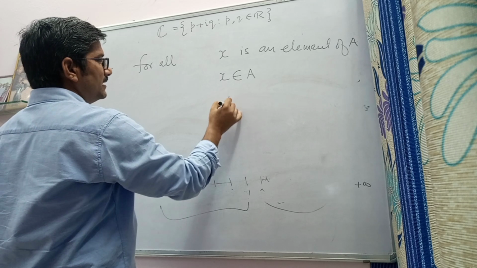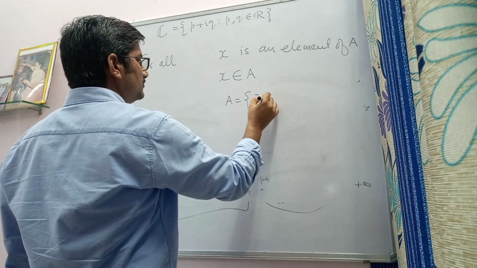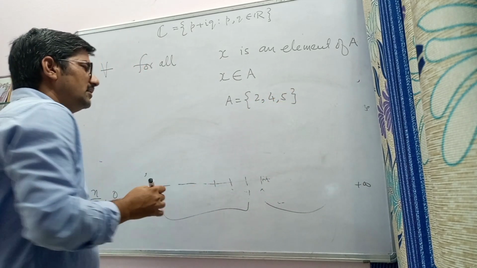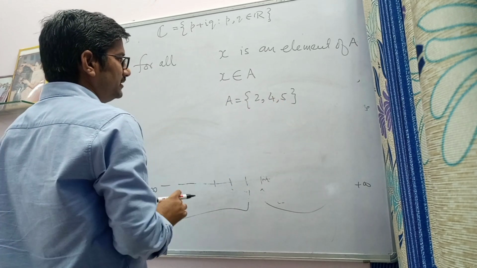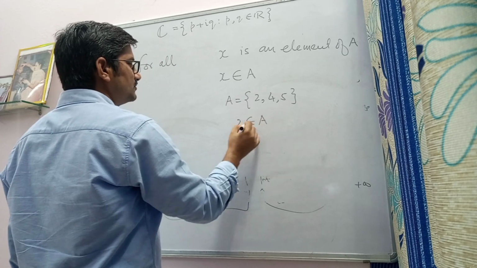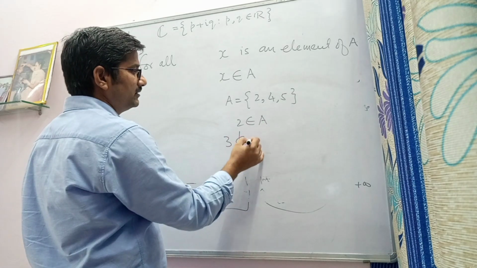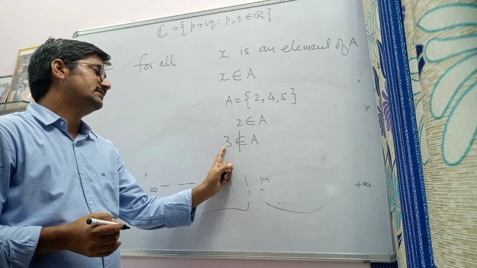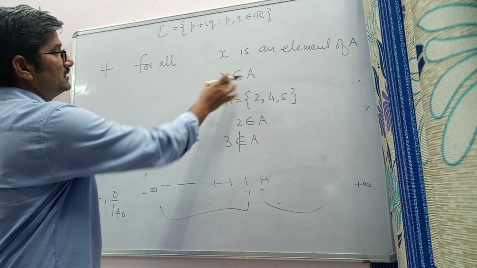Suppose A is this set, with the elements 2, 4, 5. This is the tabular form of the set, because the elements are written in the form of a table. 2 is an element of this set, meaning 2 belongs to A. But we write that 3 does not belong to A. If A does not contain 3, we use this symbol, which is the negation of belongs to.